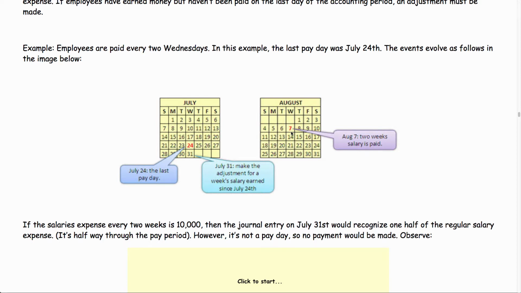Here's the thing. On the 31st, if the business makes financial statements monthly, then employees have worked all of these days but not been paid yet. So that's a business cost. That's a salaries or wages cost that has been earned in July but not yet paid. And if you remember, the purpose of accounting is to produce useful information for decision making. Well, profit is not a useful number if it hasn't had all the expenses for the period subtracted from revenue. So all the wages that were earned along here need to be recorded here.